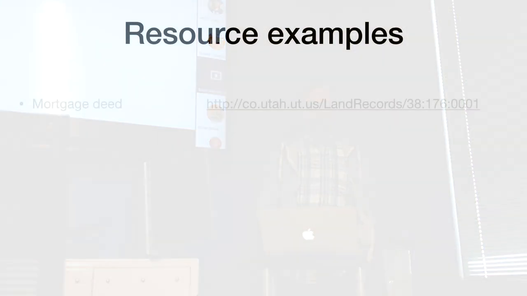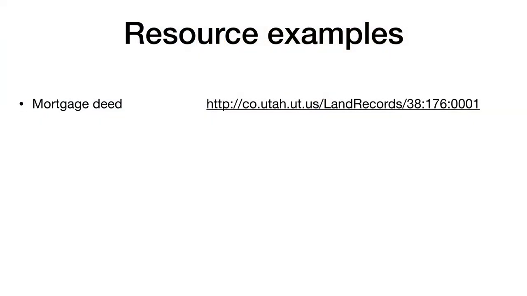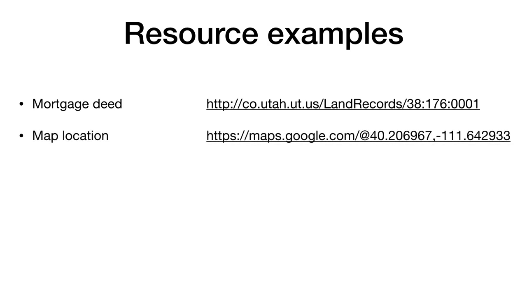So when we ask for a resource, we always get back a representation of the resource, not the resource itself. We can imagine what some representations would include. A mortgage deed resource has a grantor, a legal description of the property, a notary signature, some dates, things like that. A map location resource represented by latitude, longitude might have the elevation and some place names at that point.